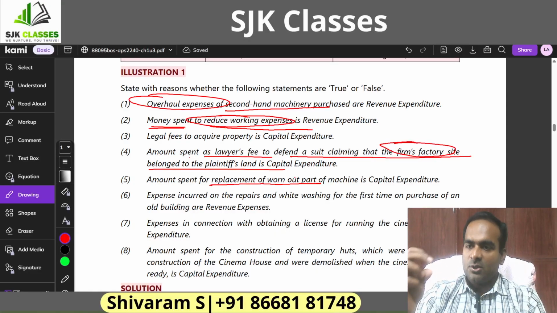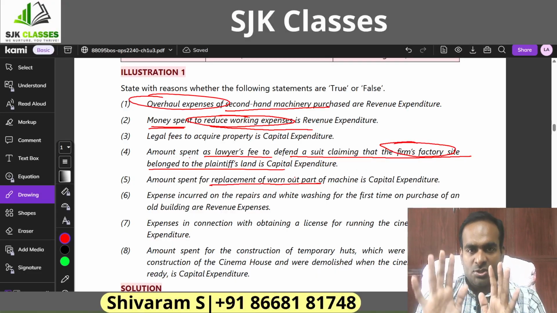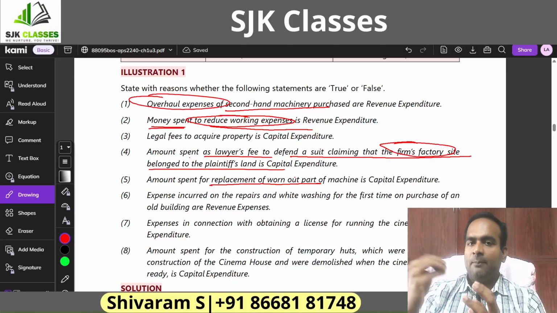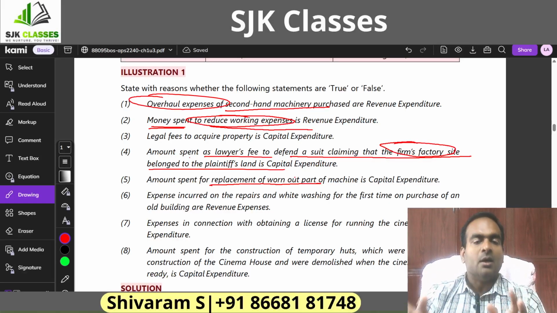So for using the asset, they're going to replace the worn out part. This type of expenditure is like a maintenance cost, so it will be classified as a revenue expenditure. Same story: there is no enhanced benefit from this expenditure. The asset will come back to its original position only. The second point is that it is not going to help you bring the asset to usable condition. Since these two conditions are not fulfilled, we'll be classifying this as a revenue expenditure.